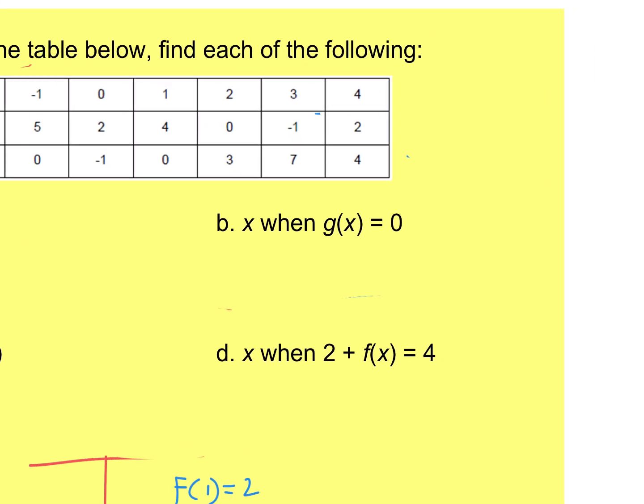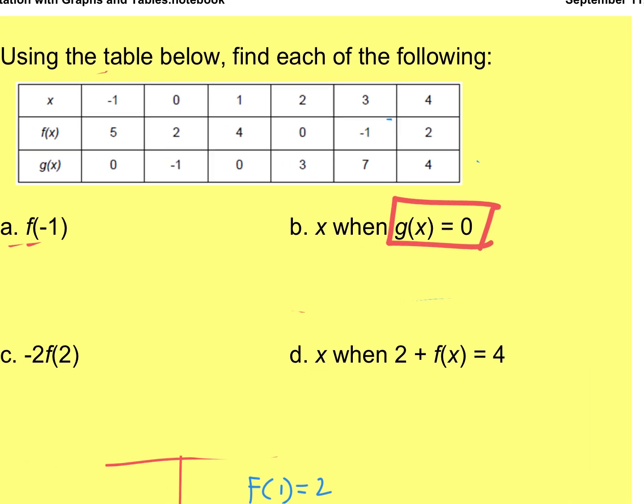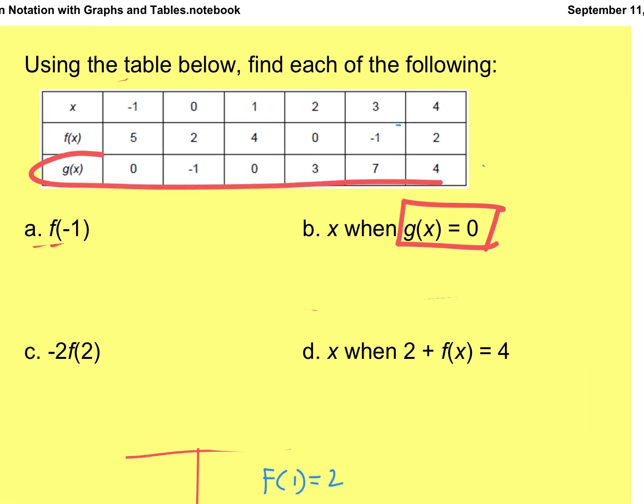All right, G of X is 0. Well, they didn't tell me X this time. G of X is 0. There's actually 2 spots, there and there. And the X's that go with them would be -1 and 1. How many of you had that one right? Okay, cool.